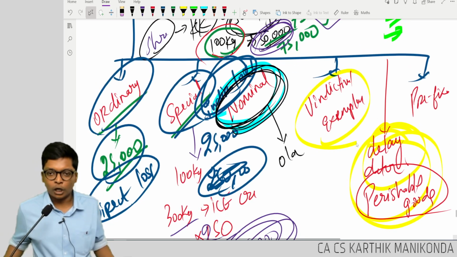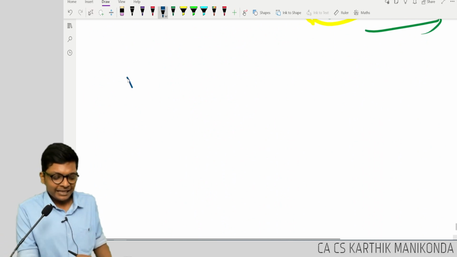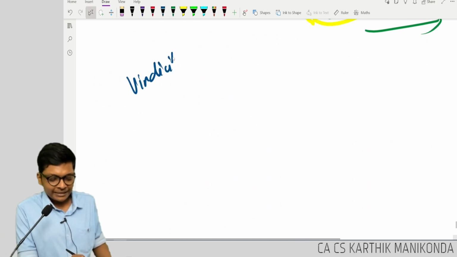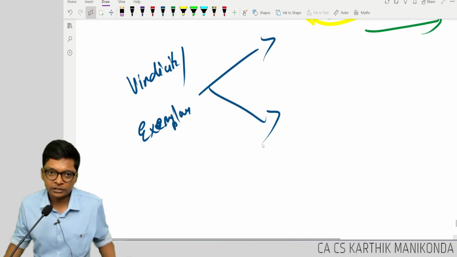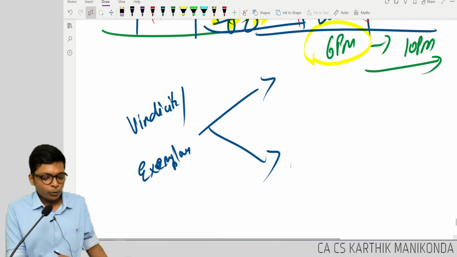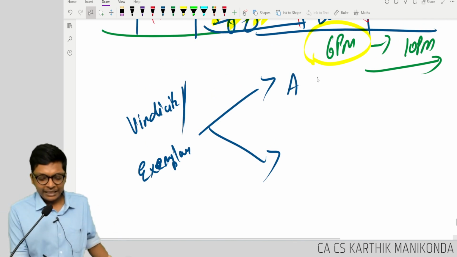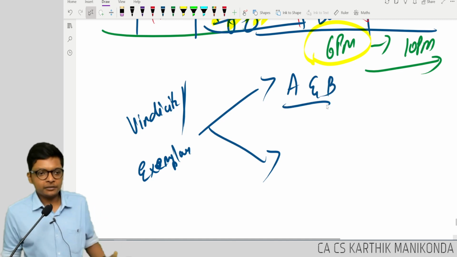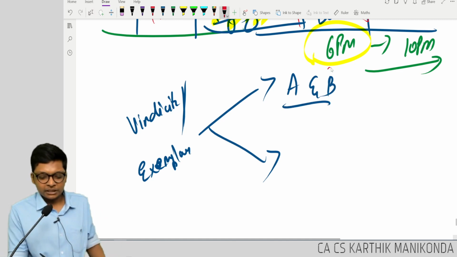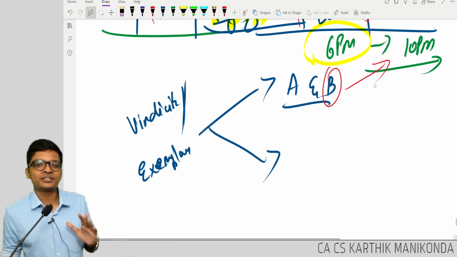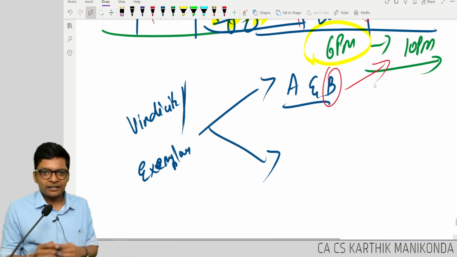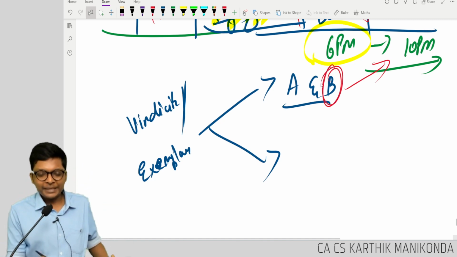Next is vindictive or exemplary. Again, it's a very unique case. This can come maybe as a 1 mark or 2 mark question, as yes or no or true or false, valid or not valid. Both are the same, vindictive or exemplary. Very simple. A and B plan to get married. On the date of marriage, B ran away. How many movies have you seen? Every movie, whatever language, you can remember some scene. B ran away. Now what happens to A?